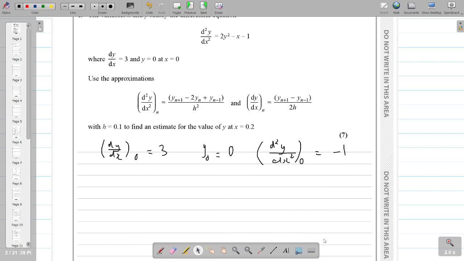So these are our three starting values. And what we want to get to is, if our step function is h equals 0.1, we have to take 2 steps, aka get to n equals 2 to achieve x equals 0.2. So our goal is y sub 2 is equal to 1.